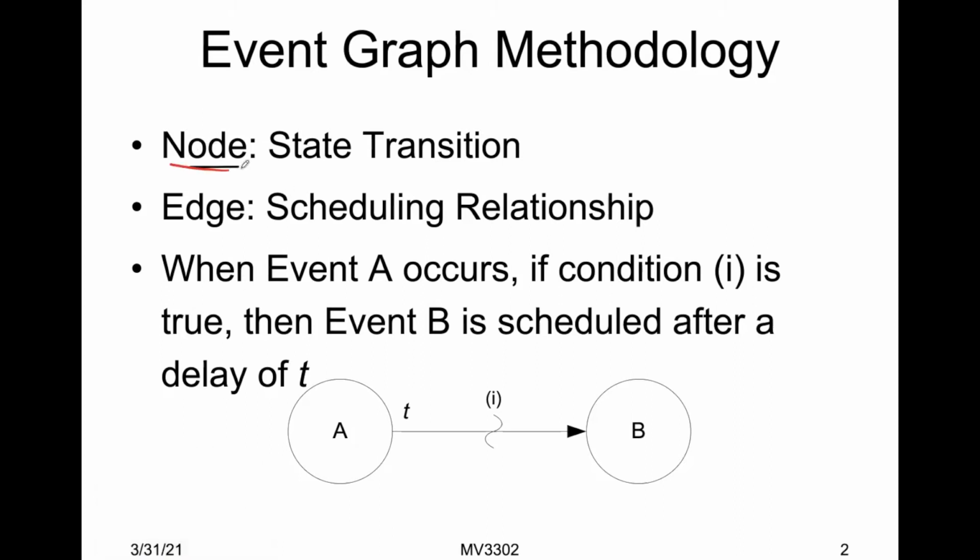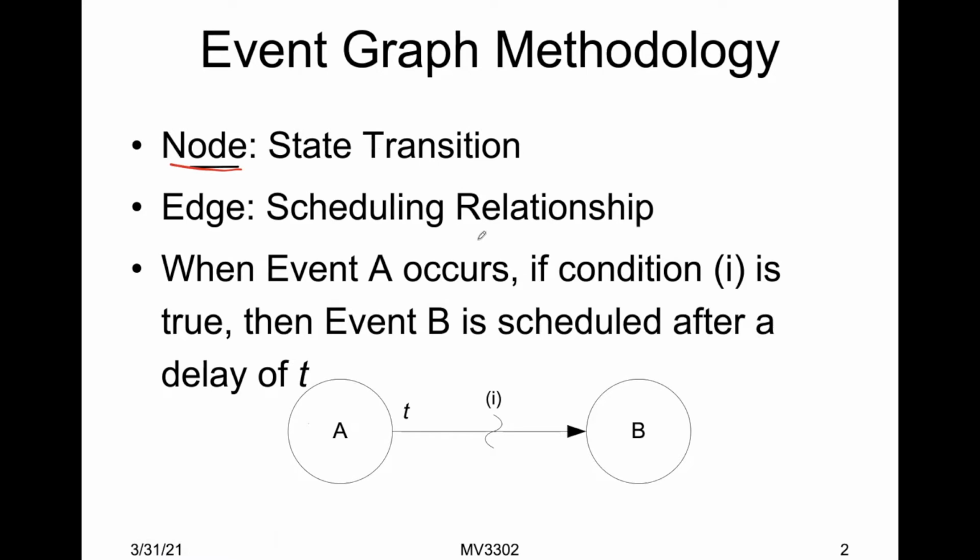Okay, so the node, the state transition, is the event. So when we see a circle, that's what we think of as an event. And what an event means, in this case, is a state transition. That is an instantaneous change from one value to the other.